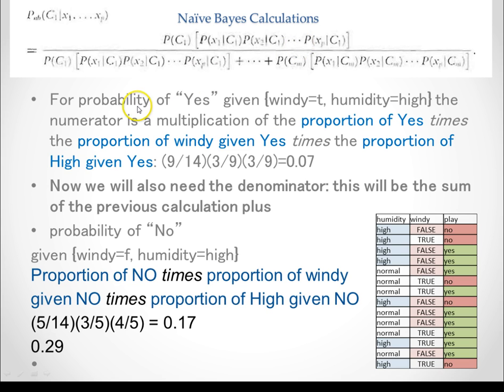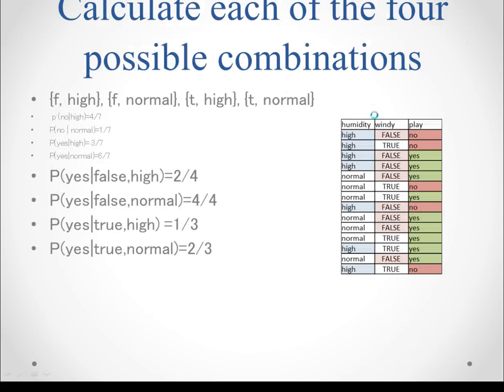Okay, so for the probability of yes, we're going to do this one first. Windy is true, humidity is high. We already did the exact calculation here. The actual probability was 1/3. Now let's see what we get when we use naive Bayes.